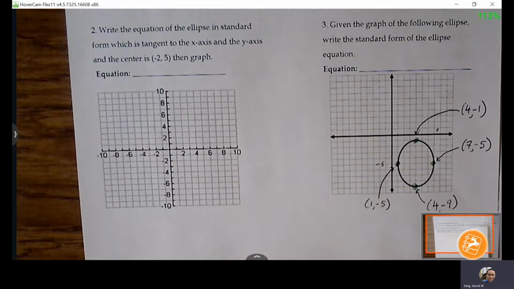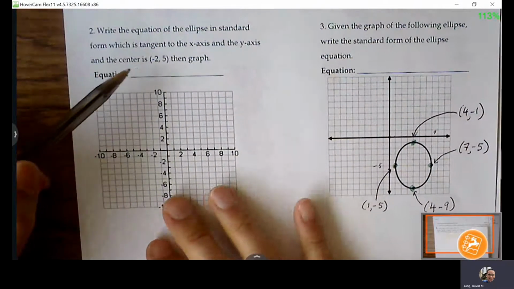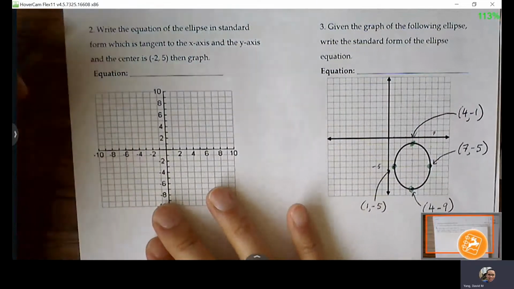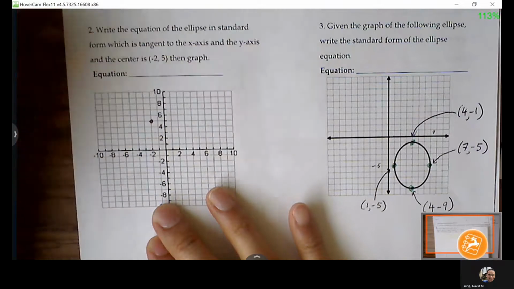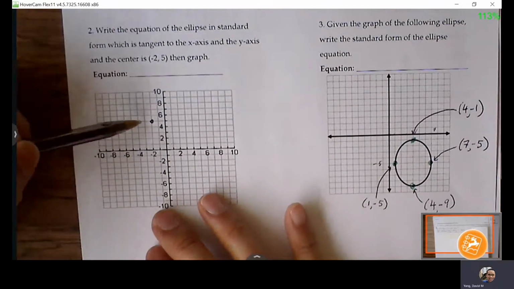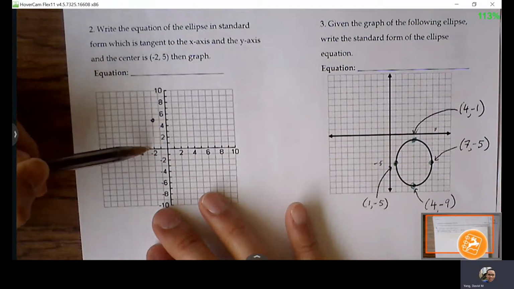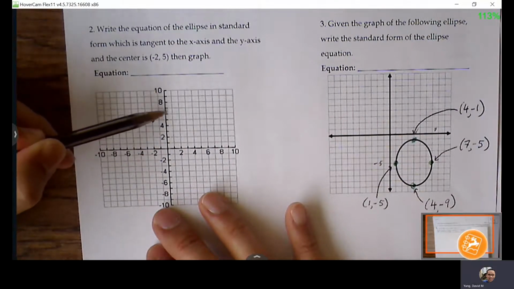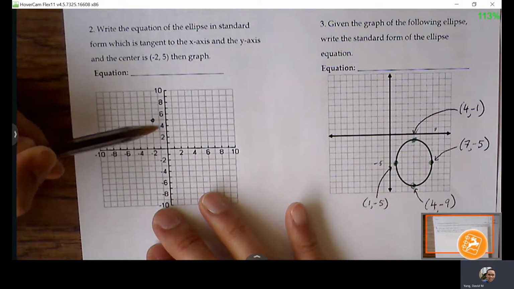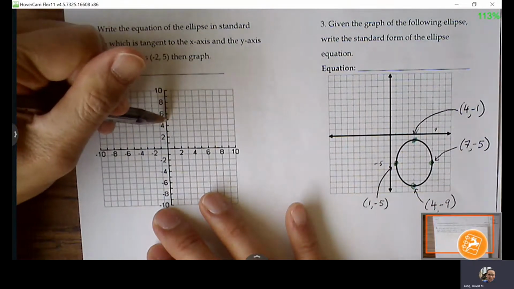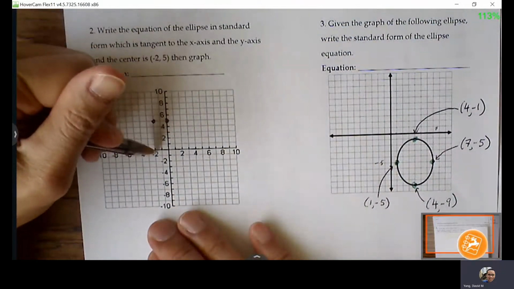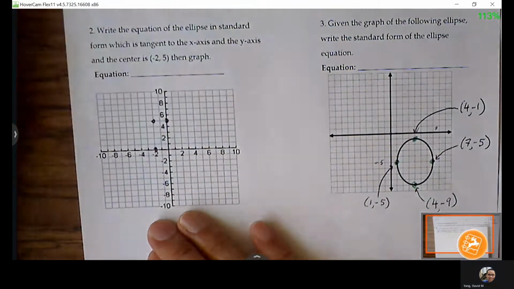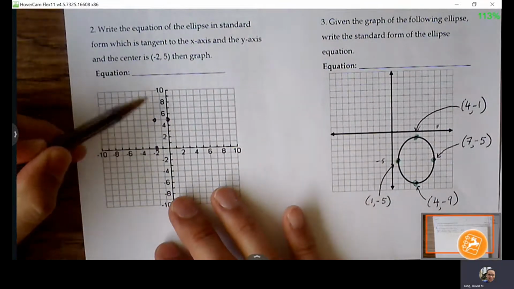All right, number 2, write the equation of ellipse in standard form, which is tangent to the X and Y axis, and the center is -2, 5. Okay, we know where the center is. We know that our ellipse will be formed. We know that the edges will just skim the surface of the Y-axis and also of the X-axis. So we know it will go as far right as the Y-axis, and it'll go as far down as the X-axis. And just from this information alone, we should be able to figure out the rest of it, right?